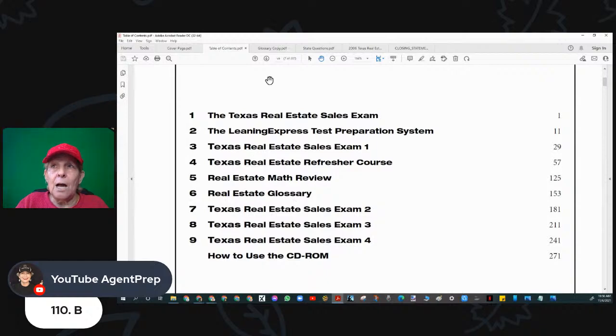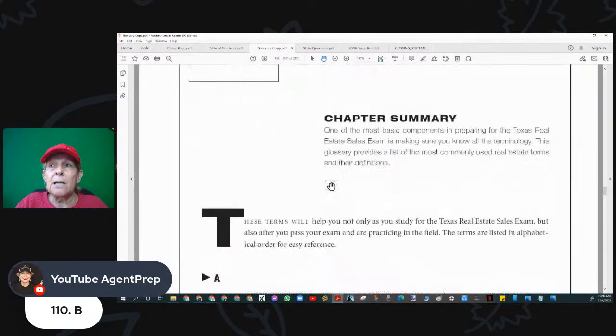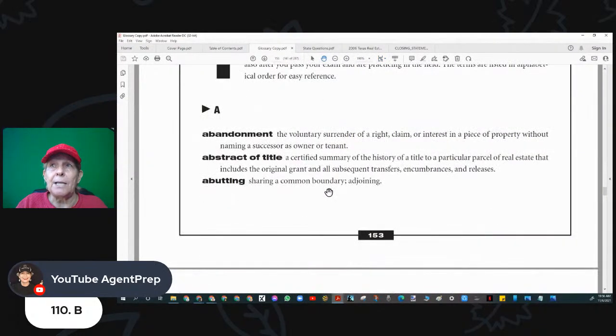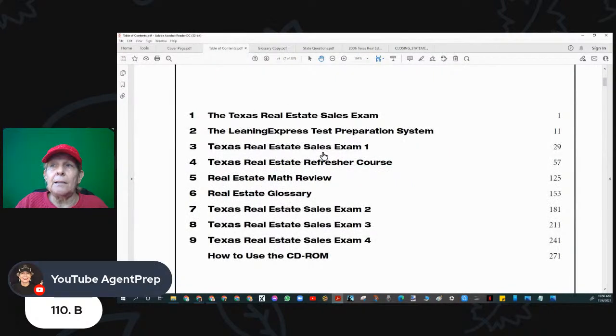It has a glossary, lots and lots of vocabulary from A to Z. And it has a refresher course. It has math review. It gives you preparation. It shows you what you need to do for preparing for the exam. And it tells you a little bit about the Texas real estate sales exam. So it is an excellent source.